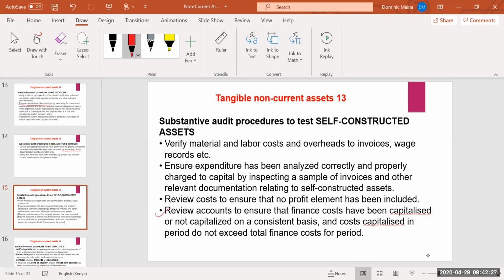Review accounts to ensure finance costs have been capitalized. So this is the matter of the finance cost. When it comes to financing the construction of this particular property, if the company obtained the money through financing, you have to be careful with the finance costs.